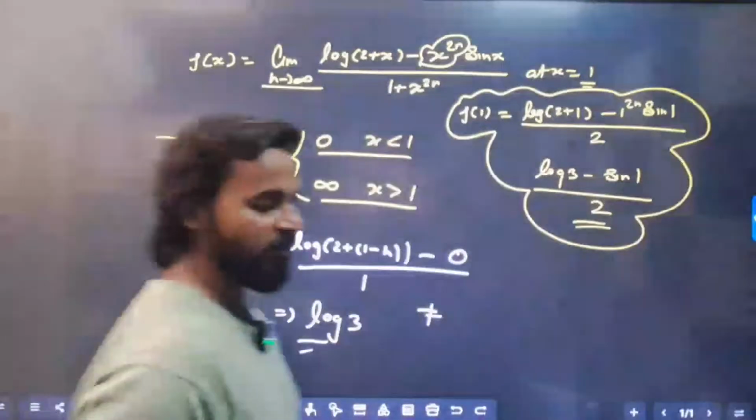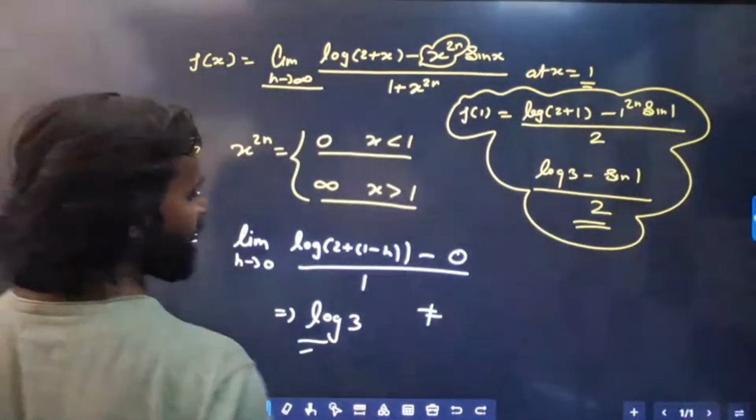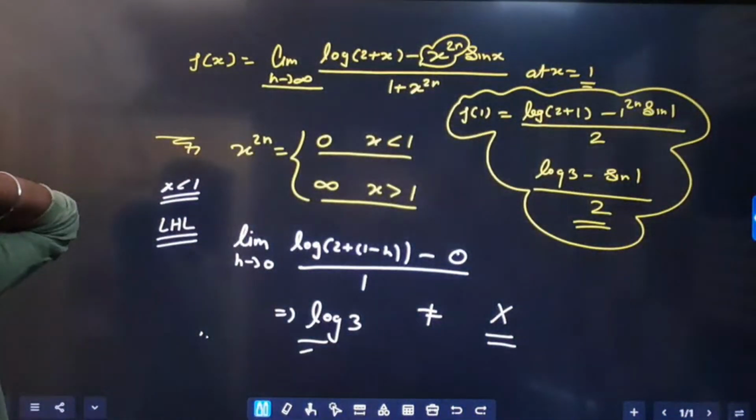If both are not equal, how can you define the function as continuous? The function is not continuous. So this answer is not continuous. I think you understood what I am saying.